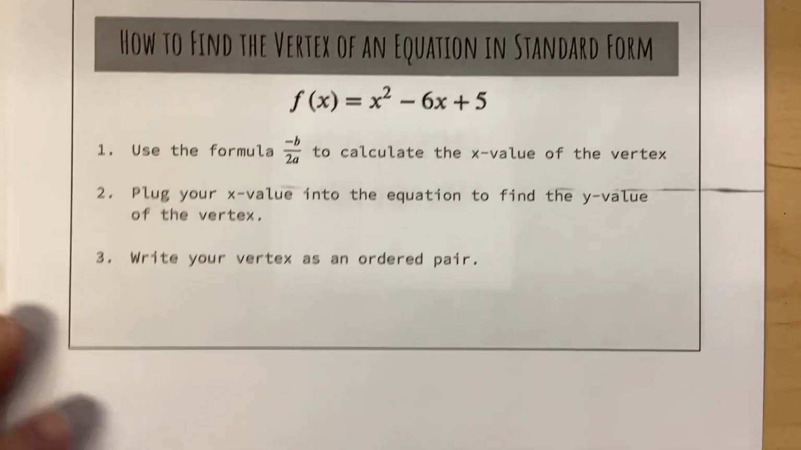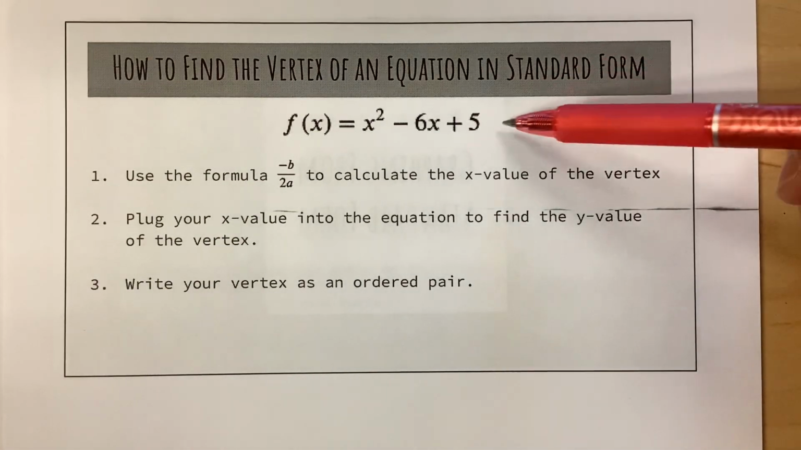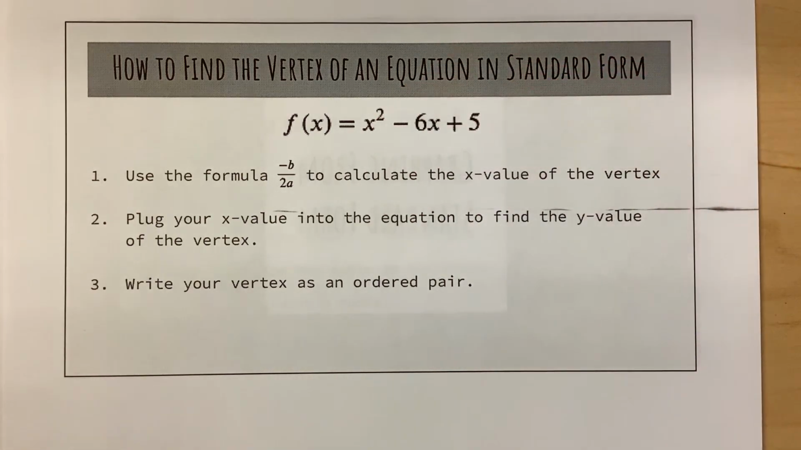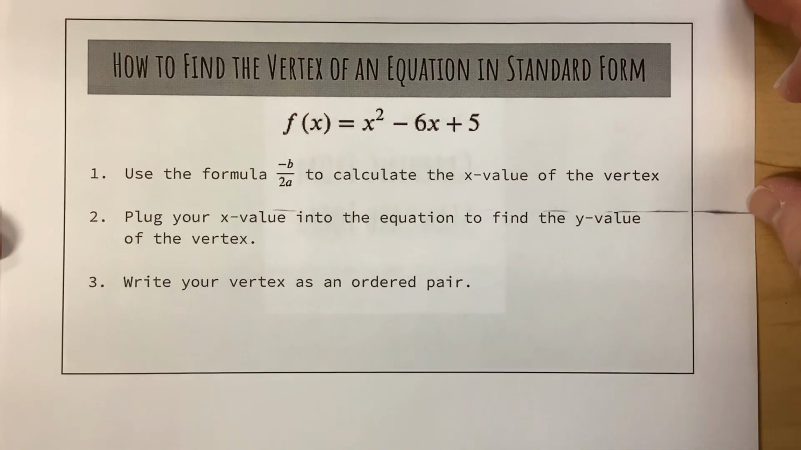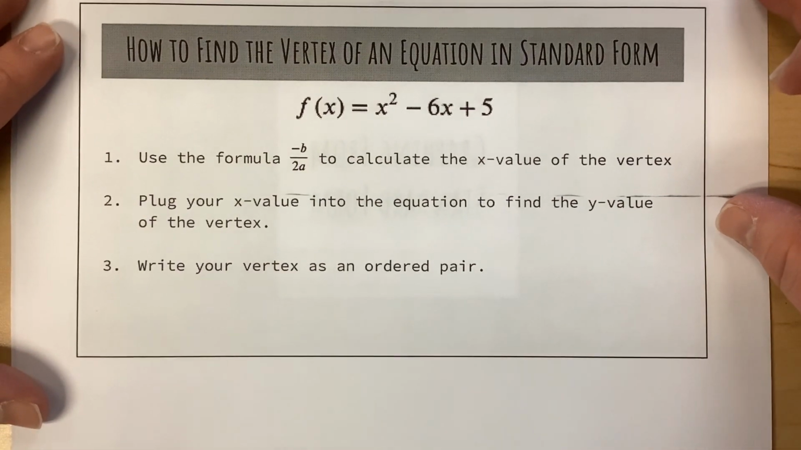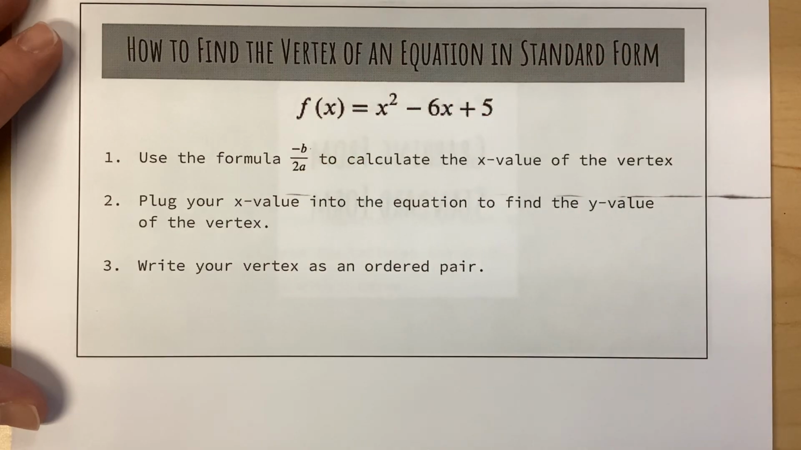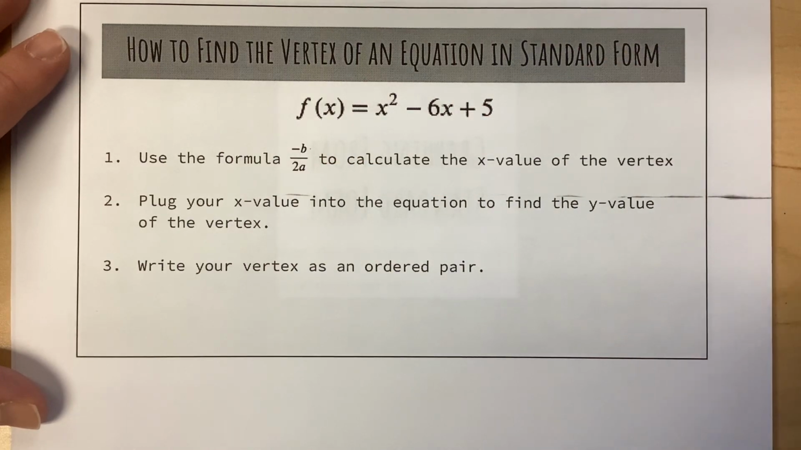Okay, so a function in standard form looks just like this. You've got ax squared plus bx plus c. Now to calculate the x value of the vertex, there's actually a formula that we need to use. It's the opposite of b divided by 2 times a. So in order to do that, we need to understand what a, b, and c are.